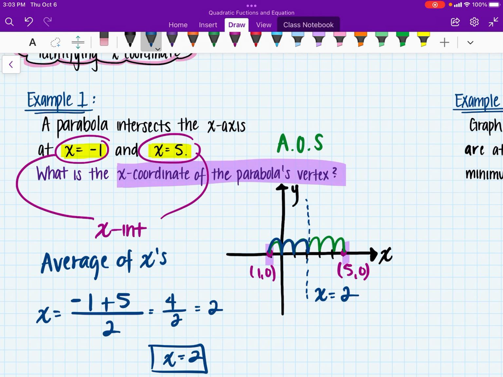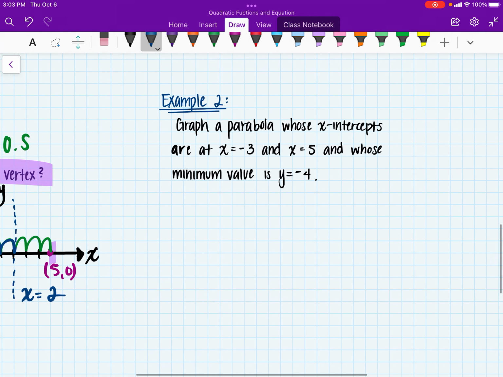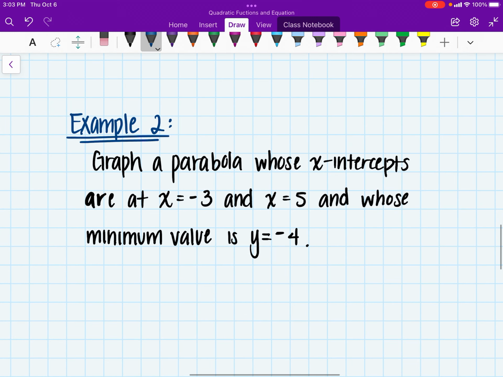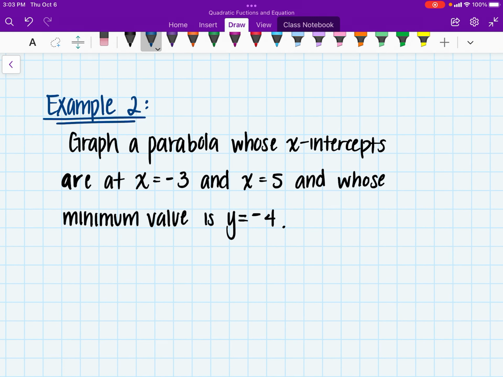Now, applying this, I want to go ahead and focus on example 2. In example 2, it says a graph of a parabola whose x-intercepts are at x equals -3 and x equals 5, and whose minimum value is y equals -4. So we have to graph it.